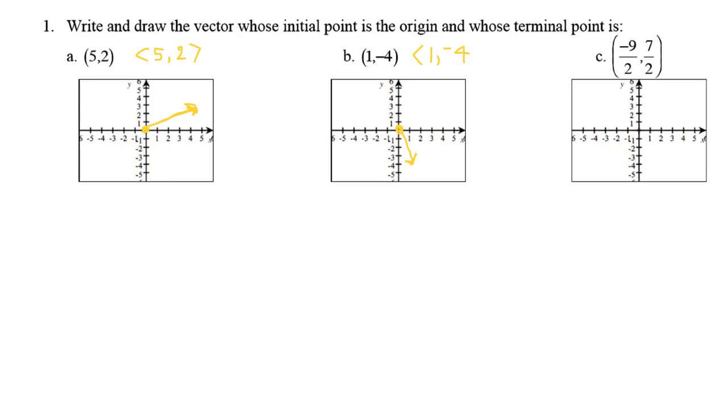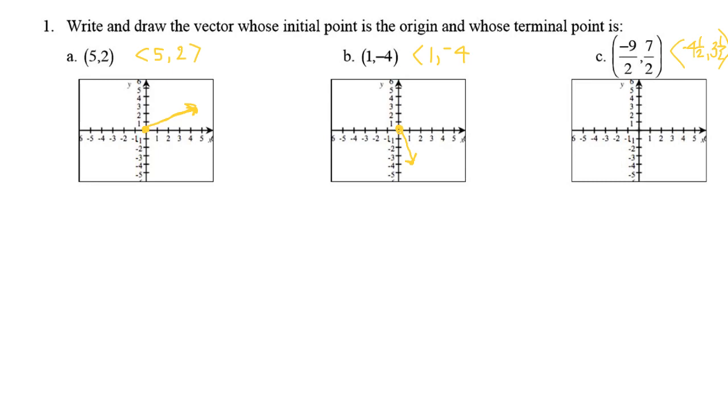Okay, so now let's look at part C. Same idea. Now it might be a little bit easier for us in part C to change -9 over 2 to -4.5. So let's go ahead and put that. I'm going to go ahead and do vector notation. So -4.5, and 7/2, well, that's going to be 3.5. And we've got our vector notation.